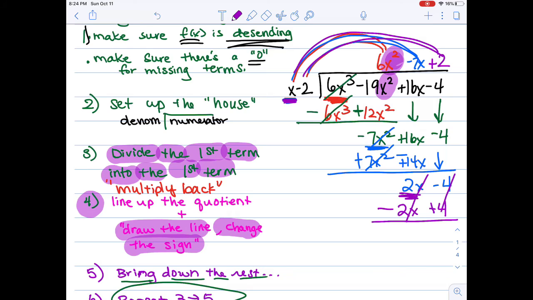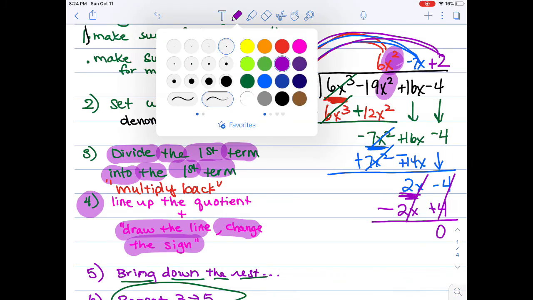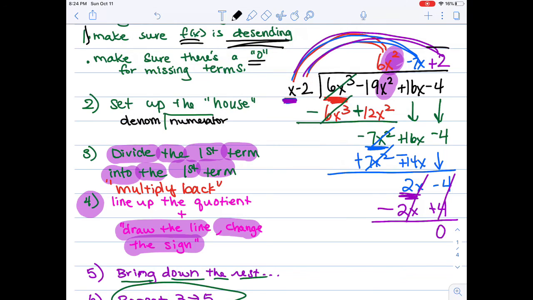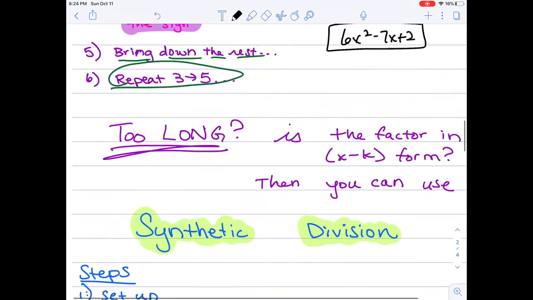These cancel, so there's nothing left. That's a perfect remainder. And what we're left with is our quotient. So our answer is 6x squared minus 7x plus 2 with no remainder. So that's how we do long division.